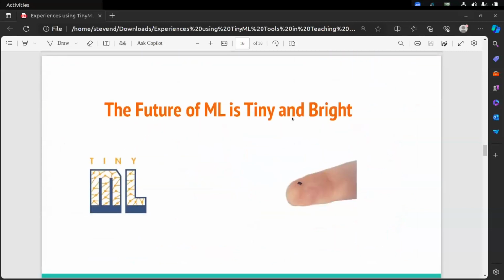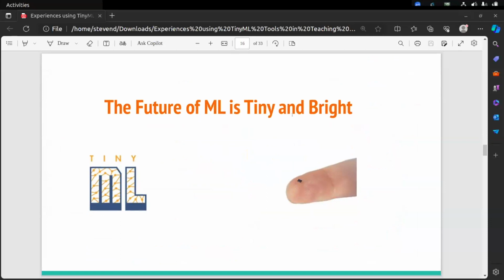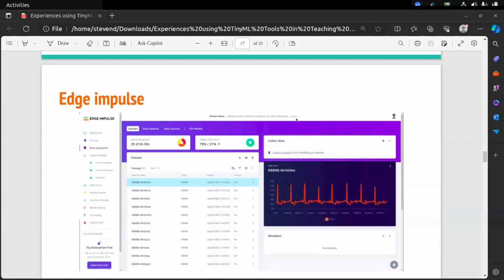Okay, but the core of this course is that we include a tiny machine learning perspective. Okay, the first tool that we have included in our courses is Edge Impulse. It's an easy tool to upload data, analyze data, and create a model. We encourage our students to use Edge Impulse all the time. Formally, we teach Edge Impulse in Unit 4, in which we present a variety of examples during the session.